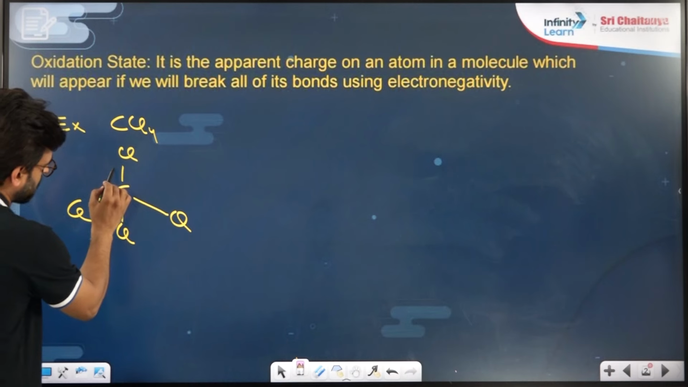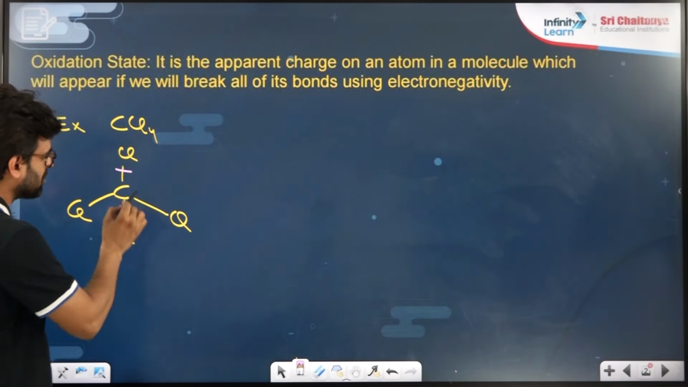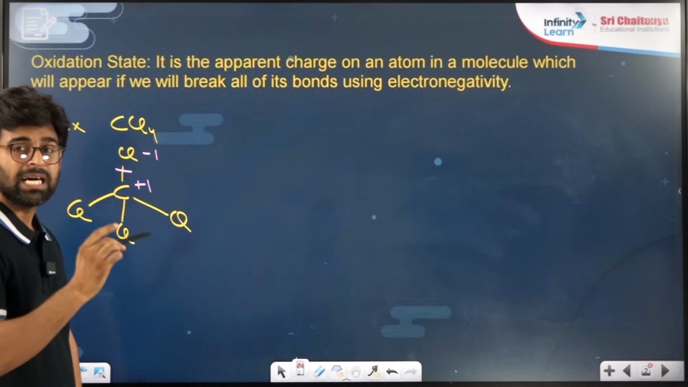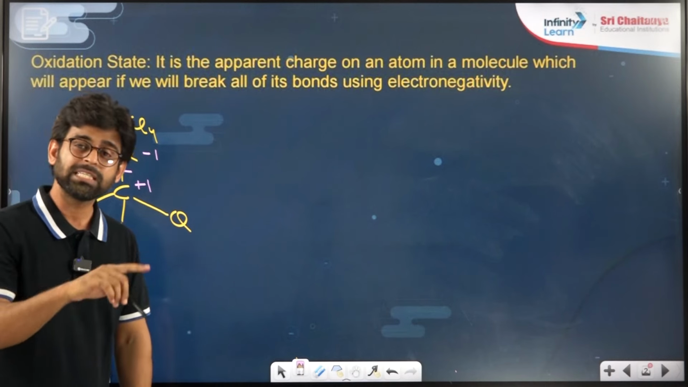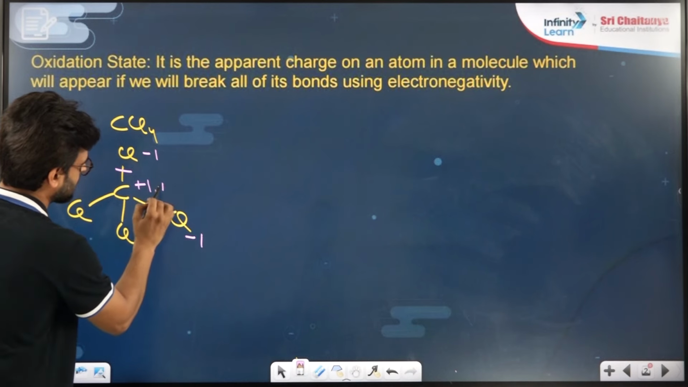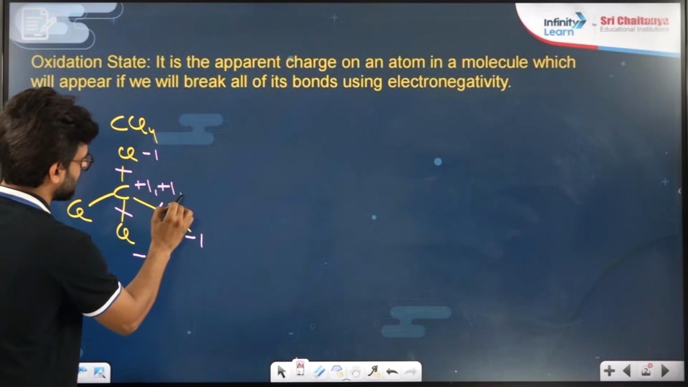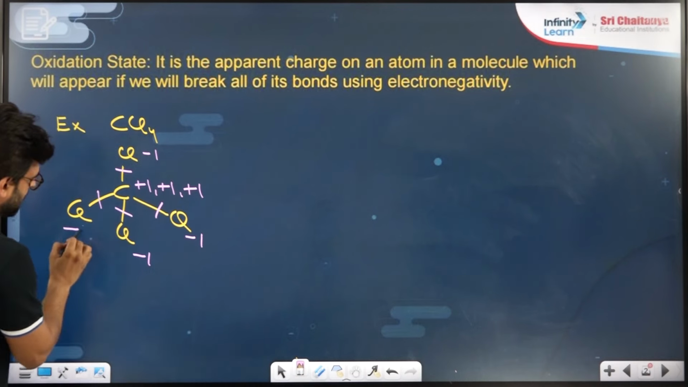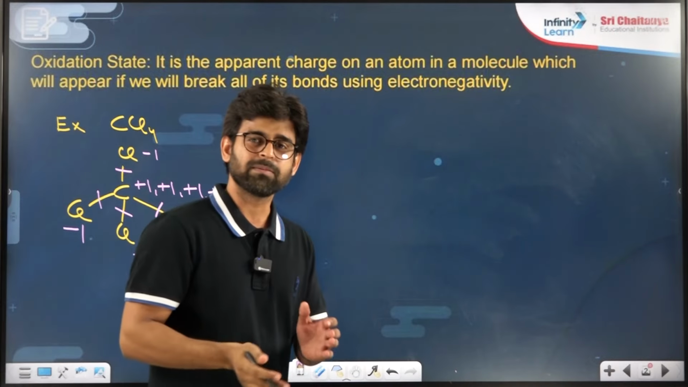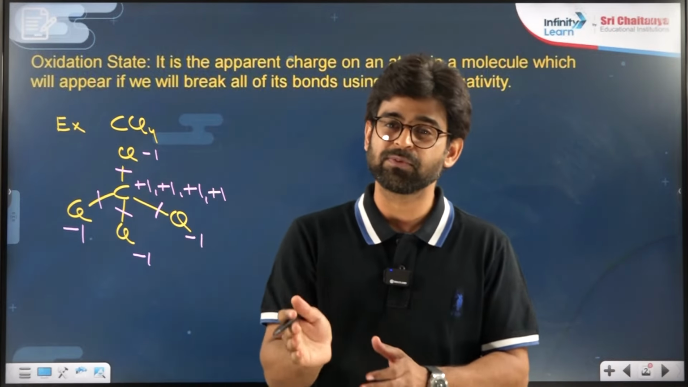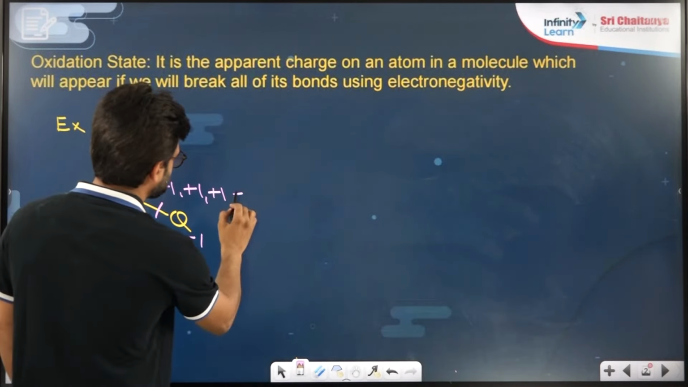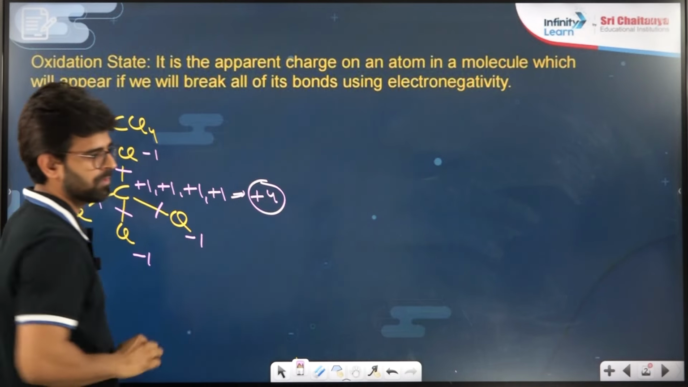Imagine I am breaking this bond. When you break this bond, you give -1 to chlorine and +1 to carbon. Why? Because carbon is less electronegative and chlorine is more electronegative, right? Similarly, I will break this bond also. So -1 here, again +1; from here -1, again +1; from here -1 and again +1. So I break all the carbon bonds, and from every bond it got +1, +1, +1, right? So in this way you see carbon is getting what oxidation state? It is getting +4, right?